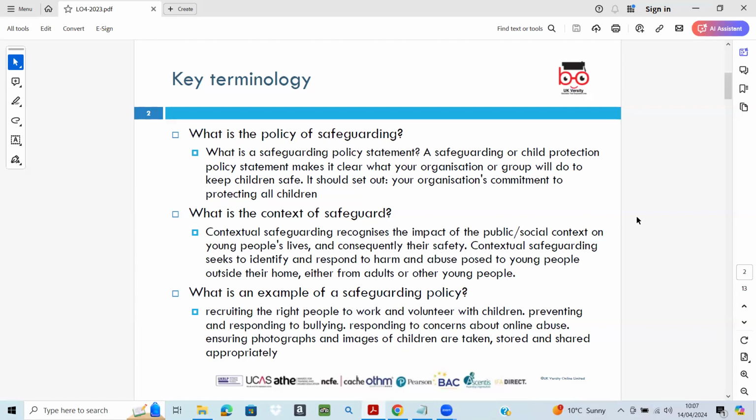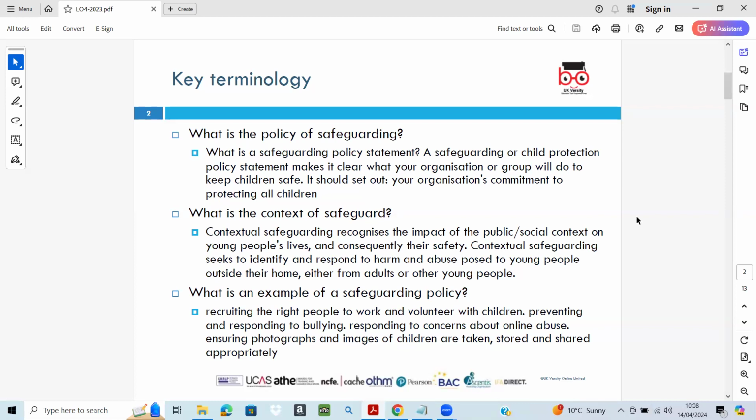In this slide, understanding the terminology used in safeguarding is important for effective implementation. We will start with the basic question first: what is the policy of safeguarding? This refers to the overall approach and specific measures an organization undertakes to protect individuals, especially vulnerable groups like children and adults at risk, from abuse, neglect, and harm.